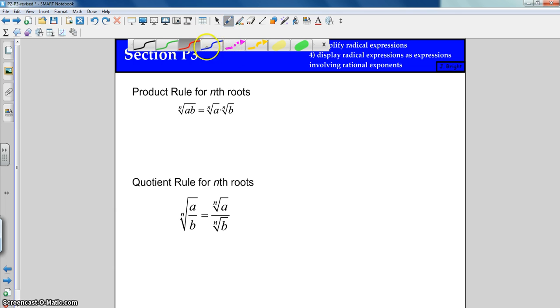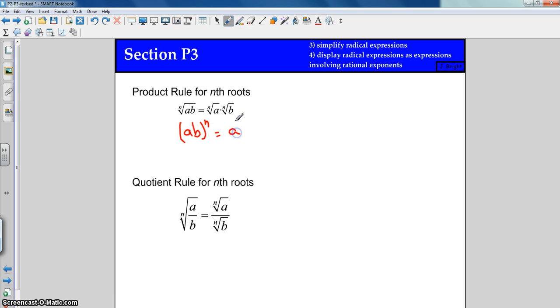Now, if you remember from exponents, if we had ab to the nth power, we could write that as a to the n times b to the n. Same thing, n here is just a rational number. The analog of this one would be ab to the 1 over n power. We could write that as a to the 1 over n times b to the 1 over n.